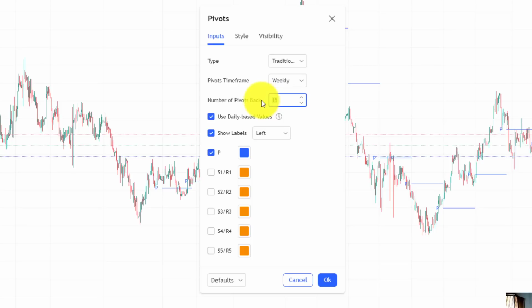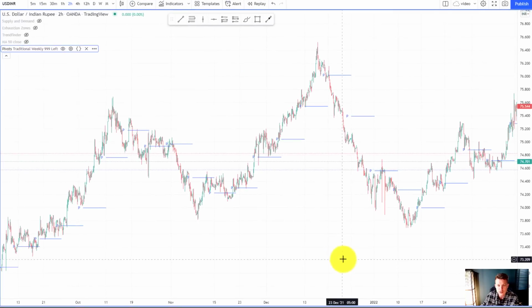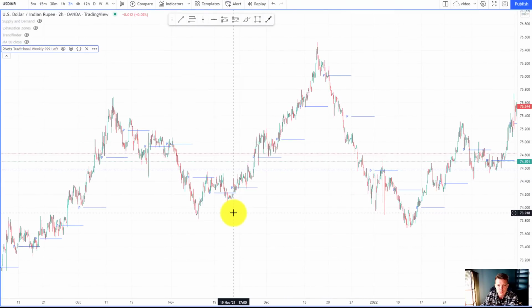A tip, I always increase this to 999. You can even add more, and then you have a lot of pivot points going back. So that is good if you want to do some analysis. And then we just click OK, and then you can see we have something on our charts.